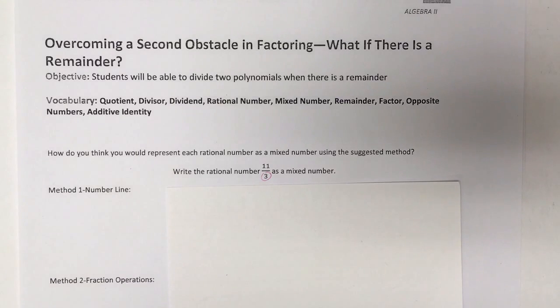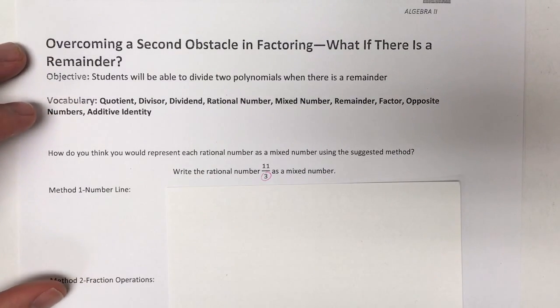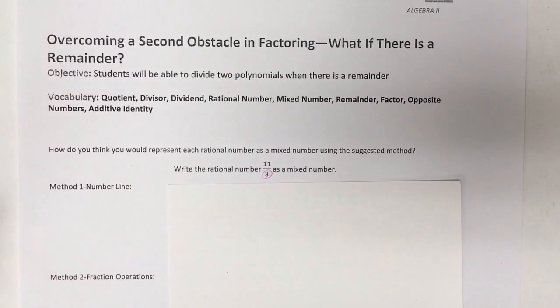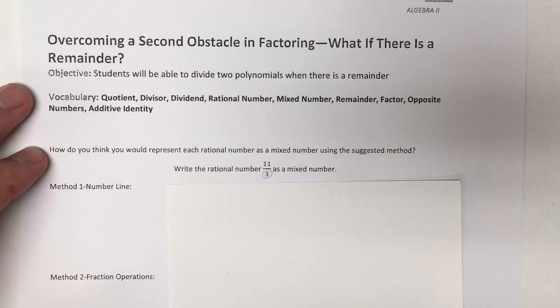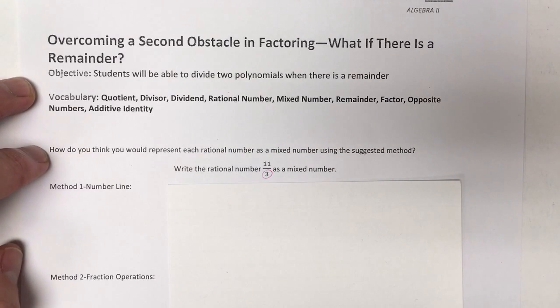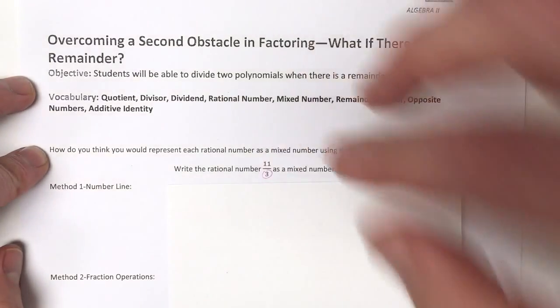To be able to do this, we're going to look back at fractions that you're used to, and then build that up into problems that are more difficult. So the initial problem says, how do you think you would represent each rational number as a mixed number using the suggested method? And we have 11/3.